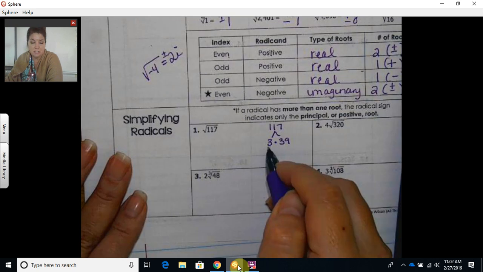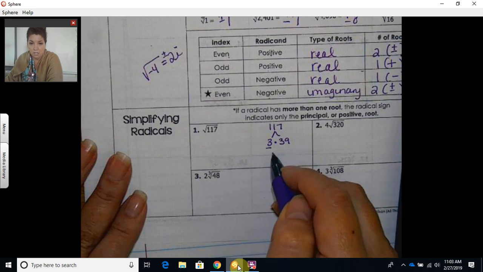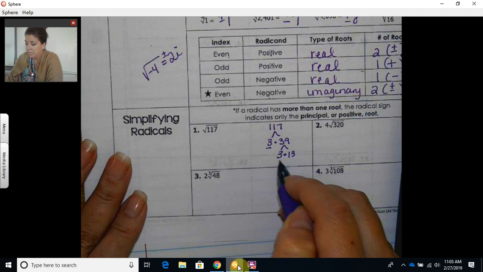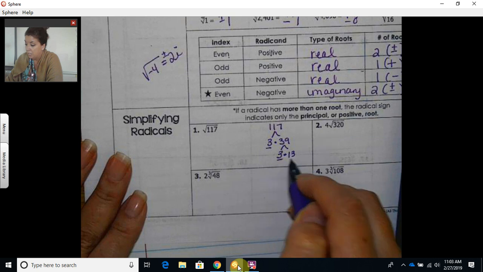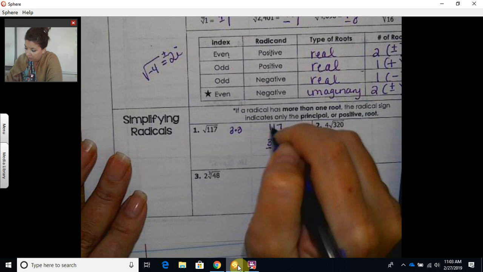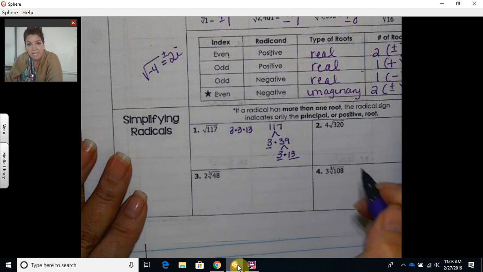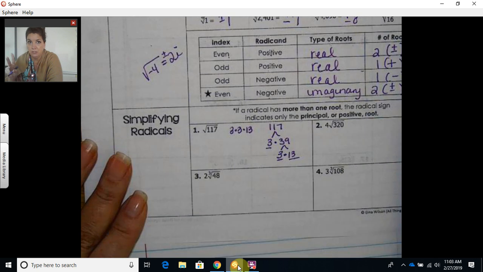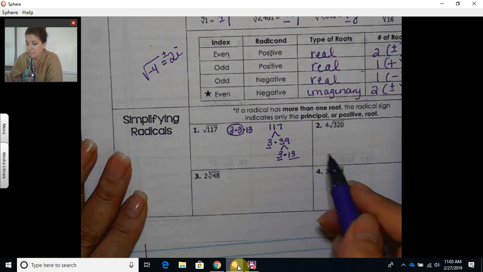That's it. Is 3 prime? Yes. Is 39 prime? No. What could I multiply together? What are 2 factors of 39? 3 times 13. 3's prime. Is 13 prime? Yes. So once you get all prime factors, what I do is I write all of those prime factors down. So 3 times 3 times 13. If my index is 2, square root, I need 2 identical factors to make a perfect square. Do I have 2 identical factors?